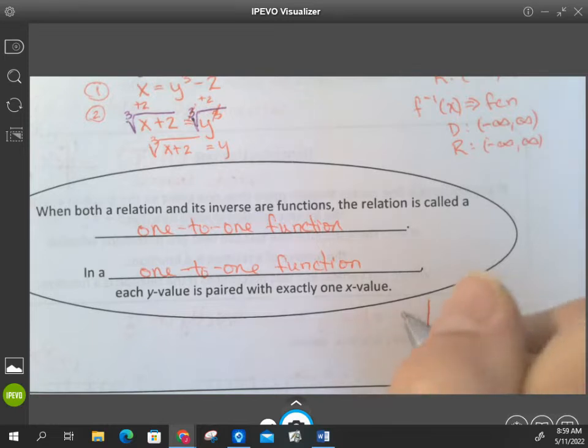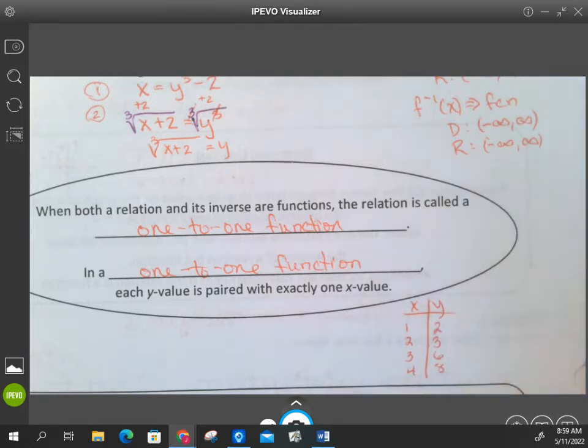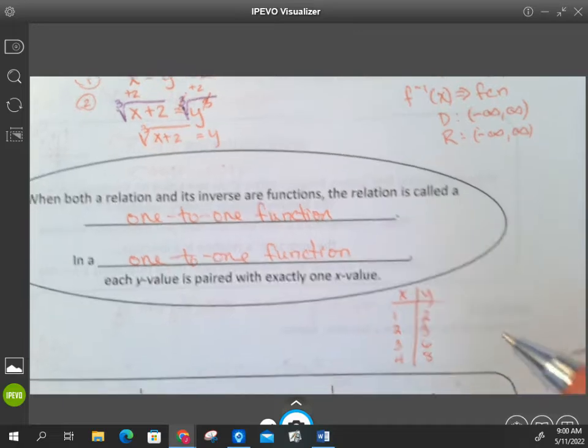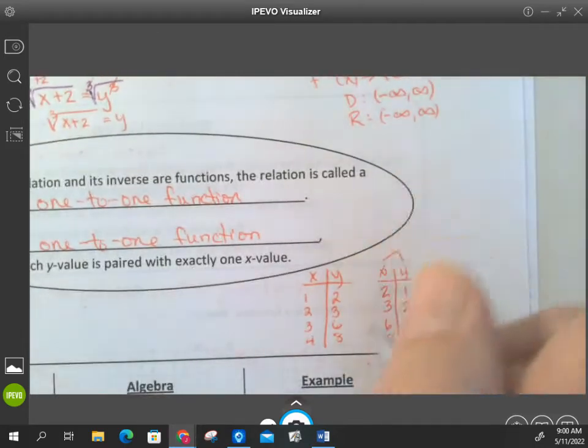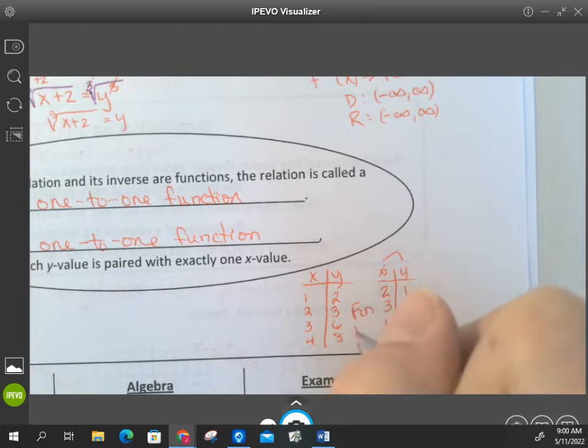So if I gave you a chart like this, x, y, and I had 1, 2, 3, 4, and this was something like 2, 3, 6, 8. Well, every x has exactly one y, but if we flip-flop it, if you flip your x and your y, and it becomes 2, 3, 6, 8, and then 1, 2, 3, 4, do you see that still every x has exactly one y? So this would be a one-to-one function. No matter how I look at it, both of these are functions.